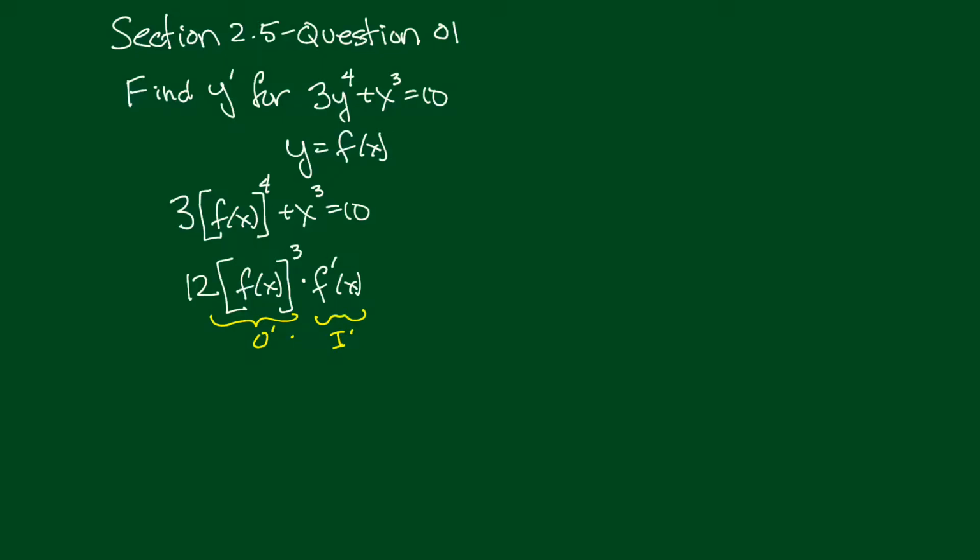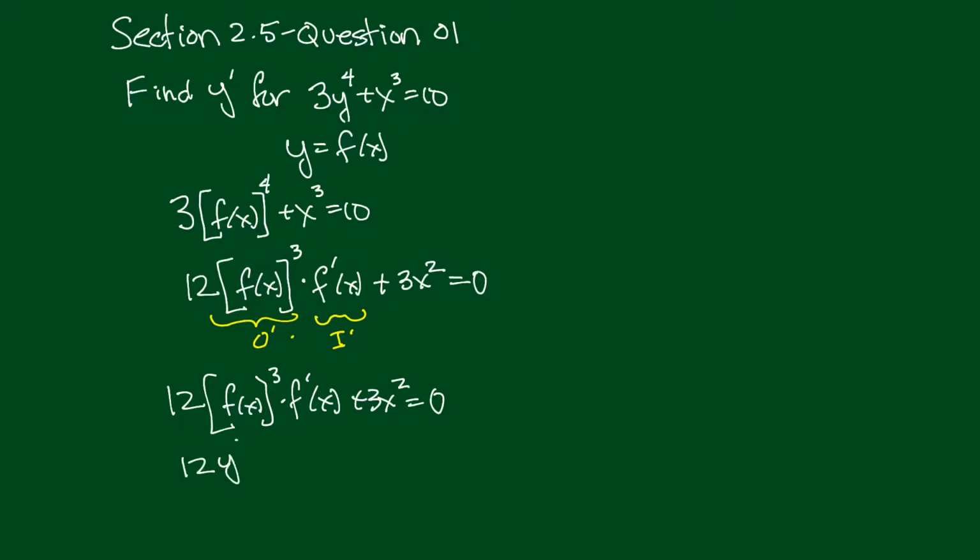Now keep going here. Over here we have the plus x cubed, so differentiate that, we'll get plus 3x squared equals, and now 10, differentiate the 10, we'll get a 0. Let's just clean it up. It looks like this: 12, quantity, f of x cubed times f prime of x plus 3x squared, all that's equal to 0. So I'm going to replace those f's with y's. So this is going to be 12y cubed y prime plus 3x squared equals 0.